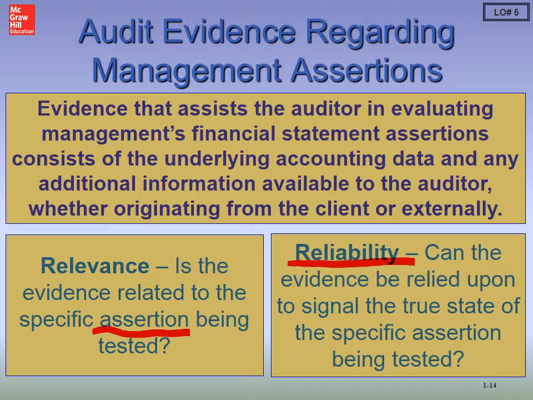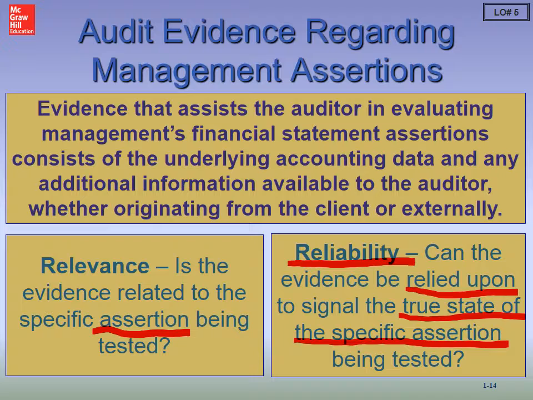Reliability is to what extent we can actually rely upon the evidence. So how effective is that evidence in helping to see the true state of the financial statements, or for a specific assertion, because we look at evidence as it relates to our assertions. So if we actually go and look at an asset, that is the auditor's direct personal knowledge. That is the most reliable evidence that we can obtain.